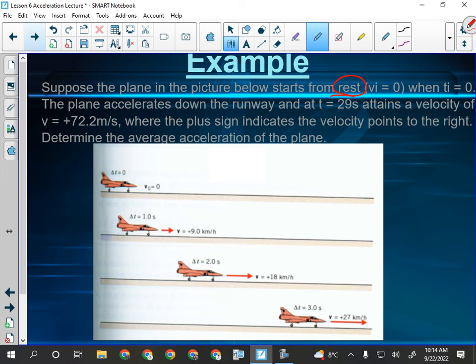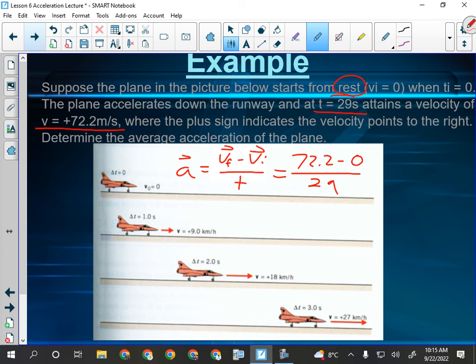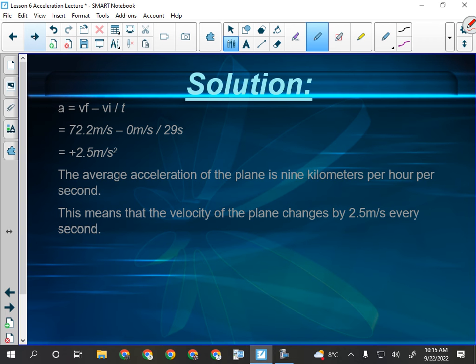The plane is going to accelerate down the runway, and after 29 seconds, we'll be moving at positive 72.2 meters per second. So we want to determine the average acceleration of the plane. Acceleration is a vector quantity, and it is the change in velocity divided by the change in time. We know all three of these things. So we just have to go 72.2 minus 0 divided by 29 seconds. Everybody all right with that? If we do that, we get 2.5 meters per second squared.